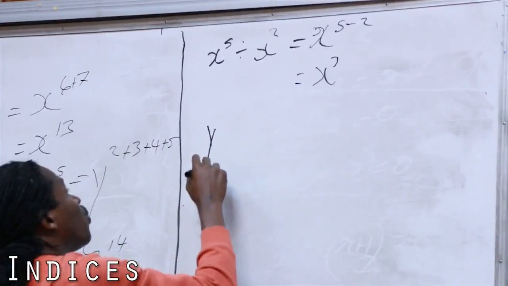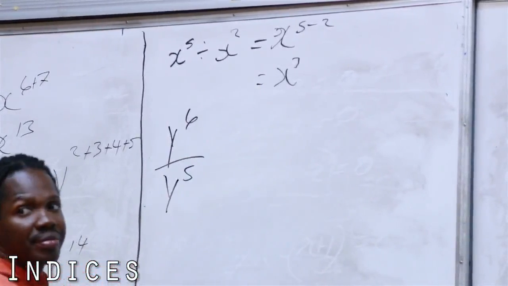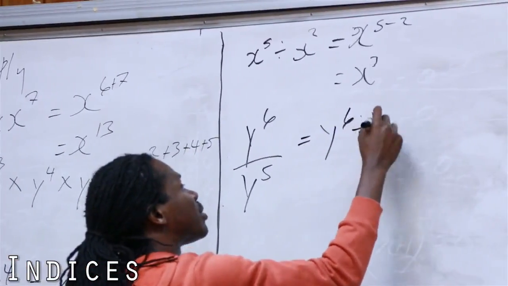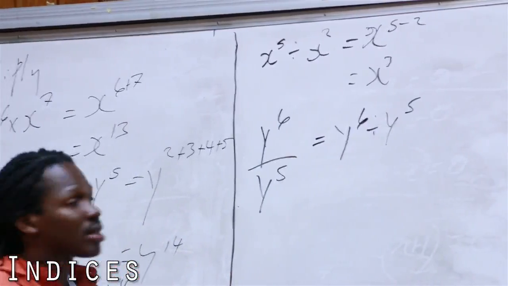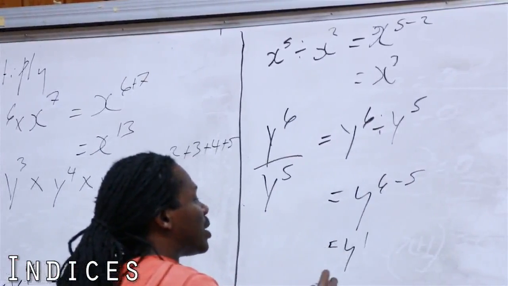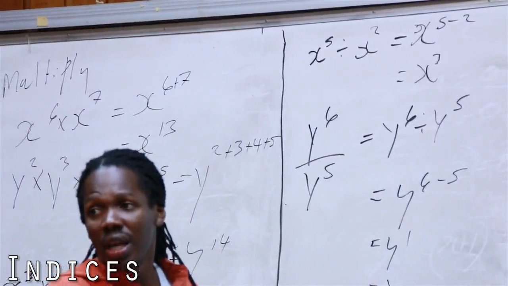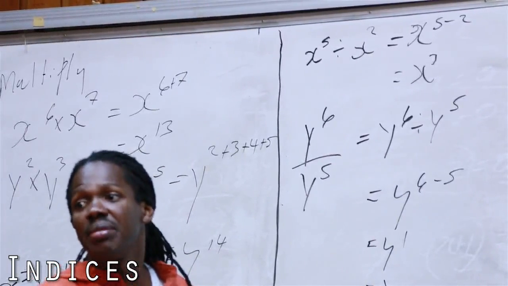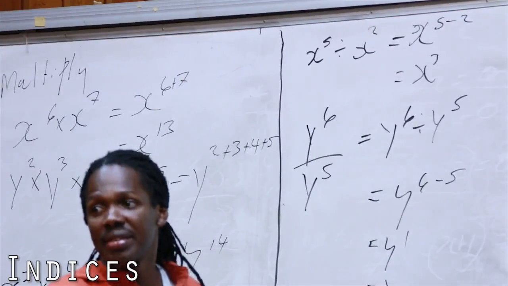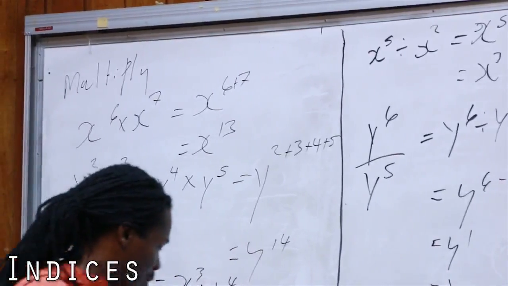Therefore, y to the 6th over y to the 5 is equal to y to the 6th divided by y to the 5. Isn't that what this means? Therefore, it is equal to y to the 6 minus 5, equals y to the 1, equals y. If you write y to the 1, you look foolish. Anything to the 1st power is the same thing, because it is times itself, no times. You understand? Good.